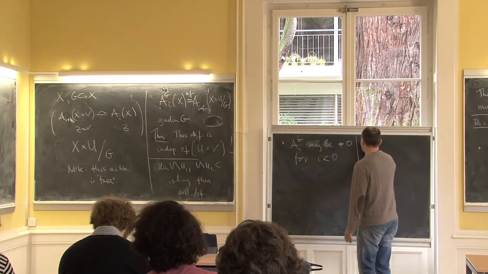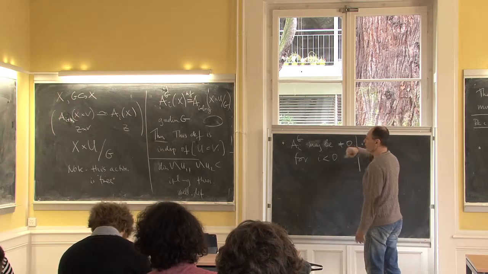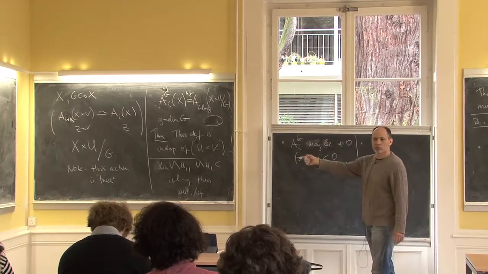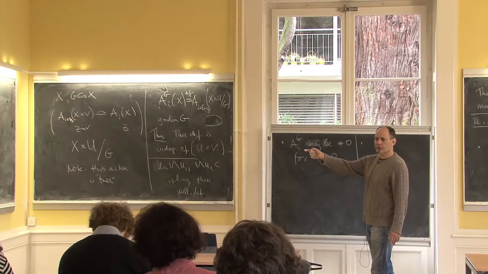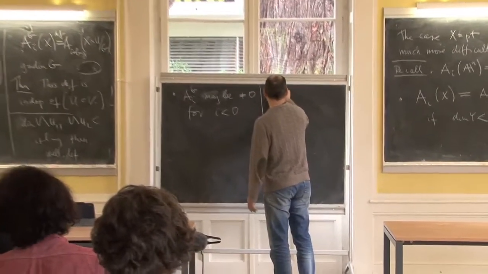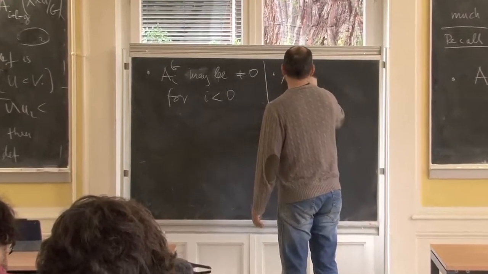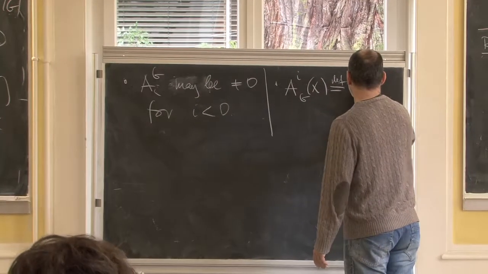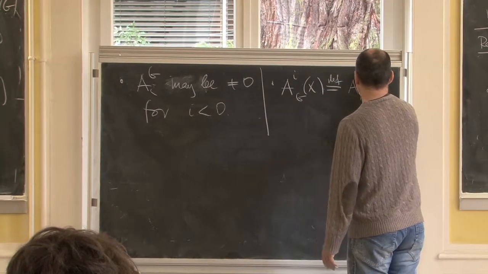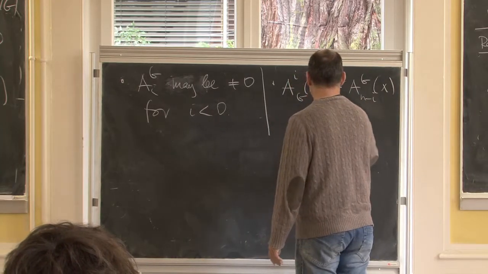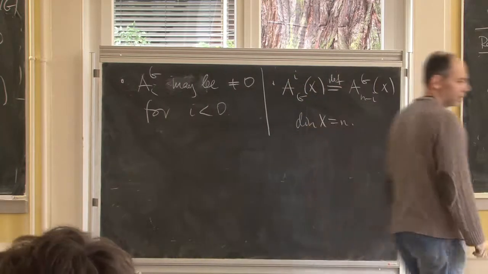And the other thing that I want to say is just a definition. The definition is identical to what we had before for the Chow cohomology, whatever, I forget what that thing was called, when you put the index upstairs. So we just define A^I_G of X as A_{n minus I}^G of X, where n, so I'll use, okay?